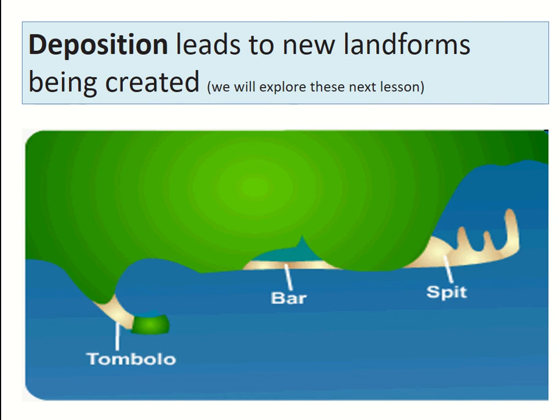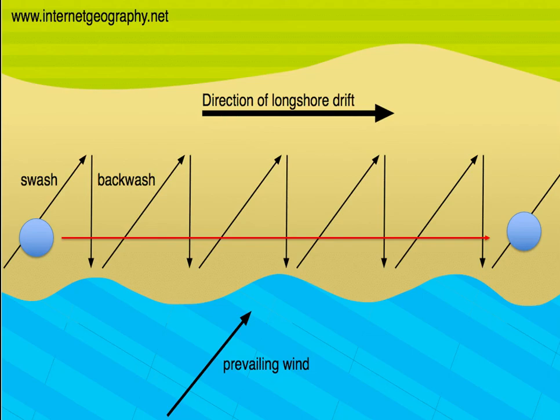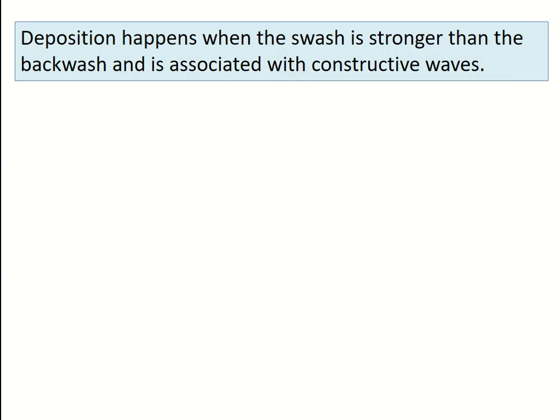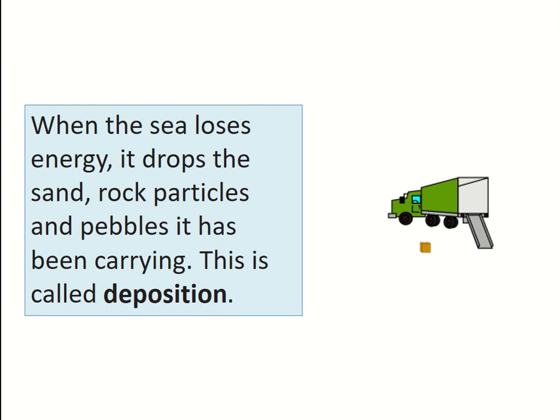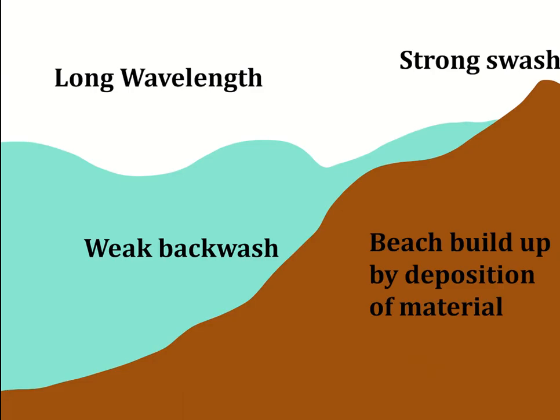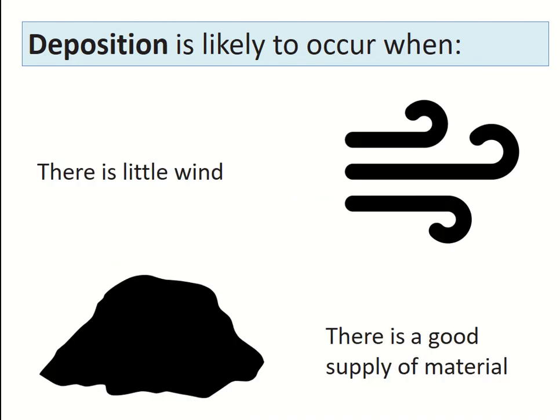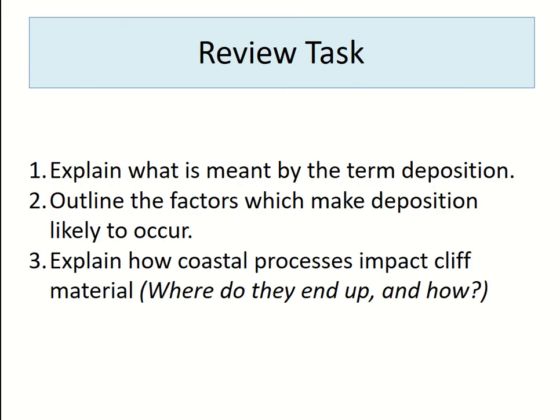Okay, so just to recap the lesson, we've looked at the idea that deposition is the final transport process on the coast after erosion and transportation. It's where the sea loses energy and deposits or drops the sand, rock, and pebbles that it's been carrying. We then looked at these four factors that are likely to cause deposition to occur. And you can flick back through this video and have a look at them again as you please.